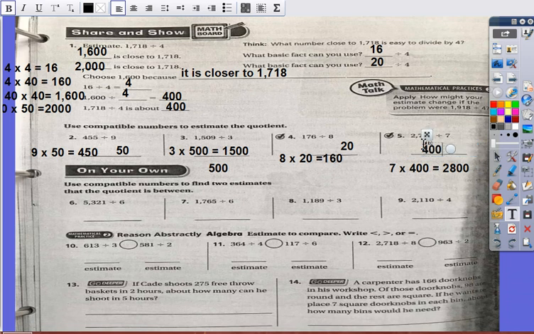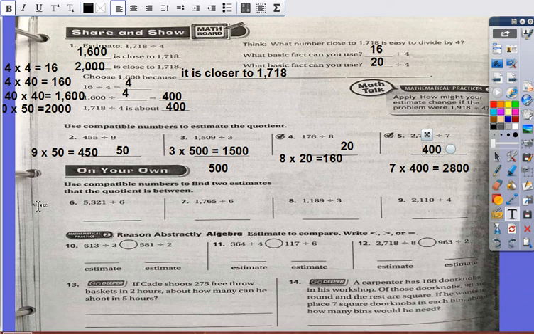Okay? Alright, so this one down here, they want you to use compatible numbers to find two estimates that the quotient is between. So just like what we did up here, and I'm going to do some of these, because there's some on your homework. So we better do some of these ones. Okay, so starting with number 6. So we're trying to find two things that it's close to.